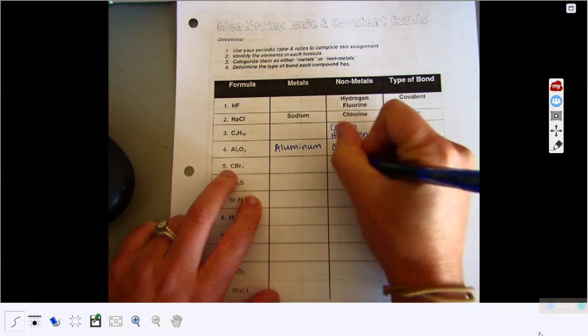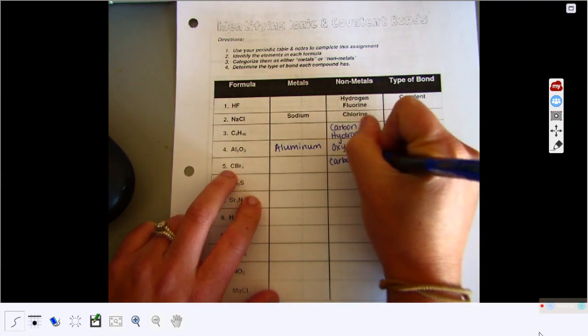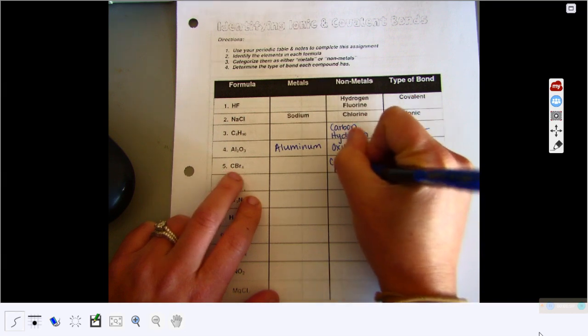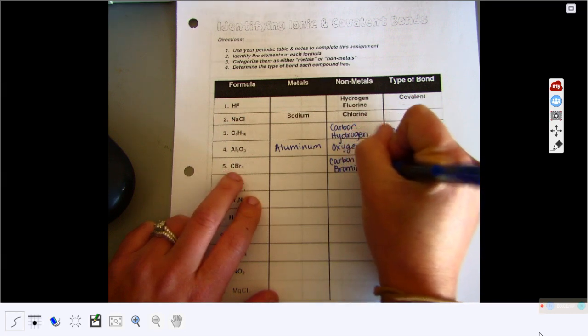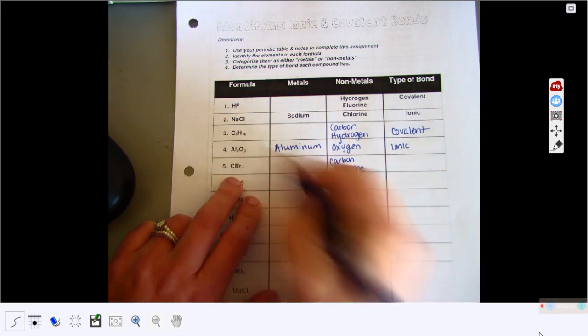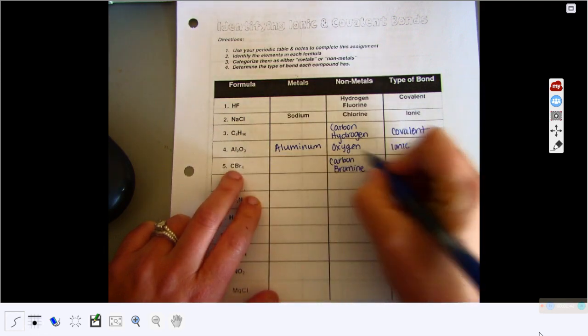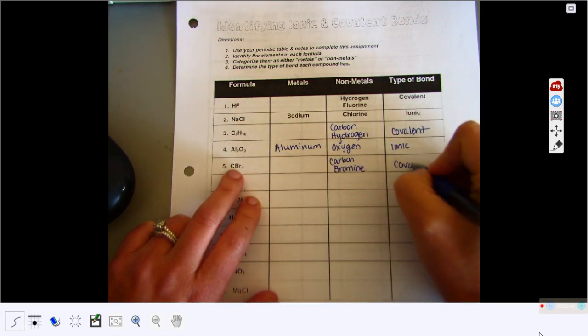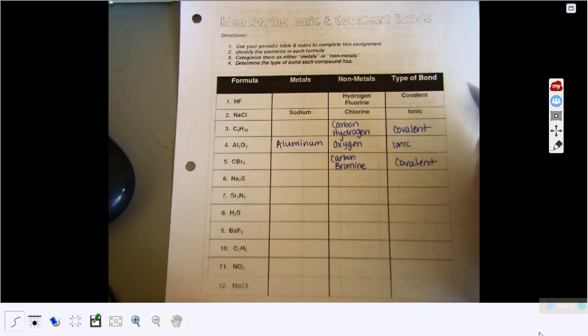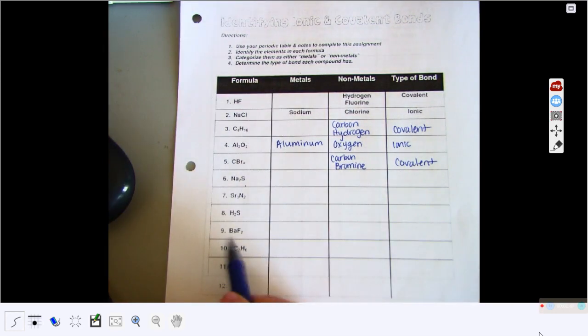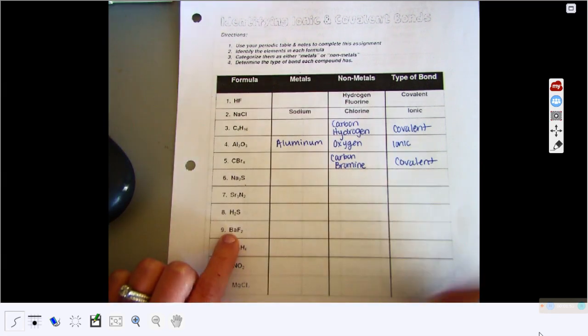Carbon, my first element, that's a nonmetal. So I'm going to write carbon right here. Bromine. Okay, carbon and bromine are my two elements. They're both nonmetals, so it is covalent. And most of these are just like that. Look at the first element. Decide whether it is a metal or a nonmetal. If it's a metal, you have an ionic compound.